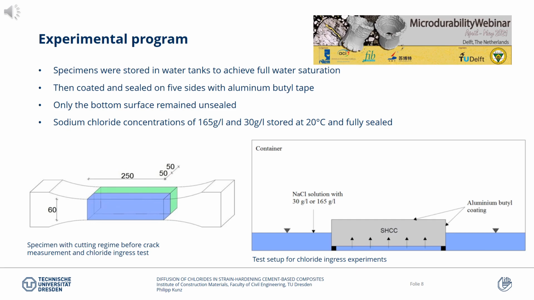The sealed specimens were then stored in 2 separate containers with different concentrated sodium chloride solutions. One solution was prepared according to NT Build 443 with a sodium chloride concentration of 16.5%. The second solution was produced with a concentration of 3%, corresponding to conventional chloride tests. Both sodium chloride solutions were stored at 20 degrees Celsius and fully sealed to minimize evaporation effects. These tests were executed for the cracked and uncracked specimens with exposure times from 3 to 7 days. For the purpose of this paper, only specimens from the 3% sodium chloride solution will further be presented.